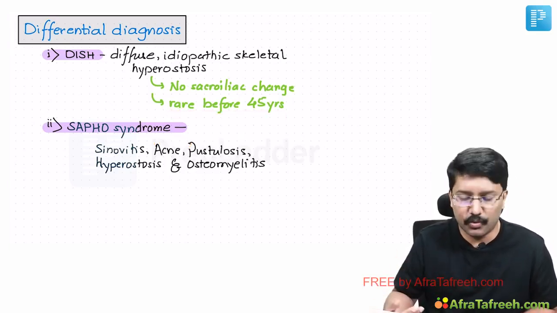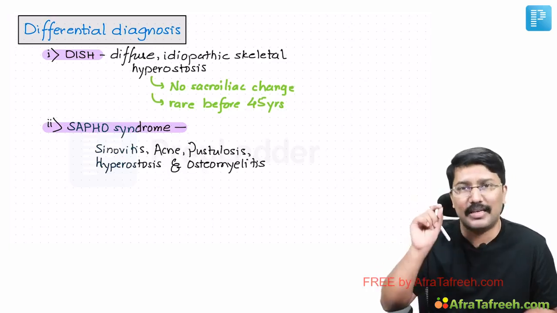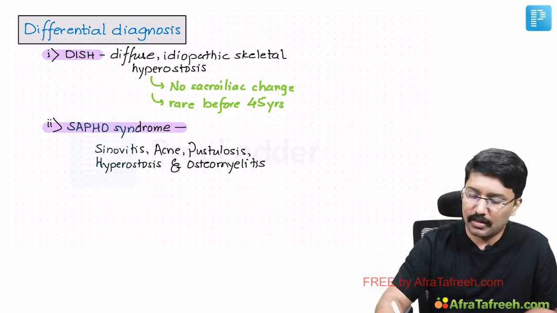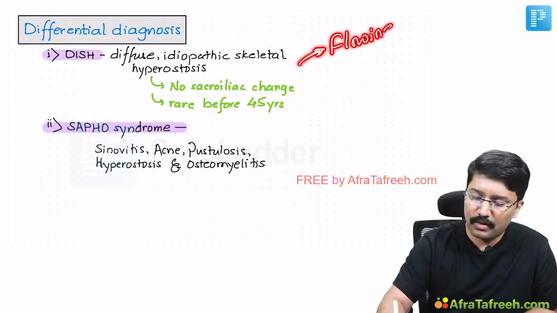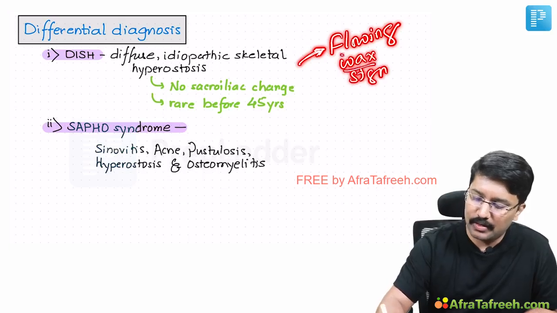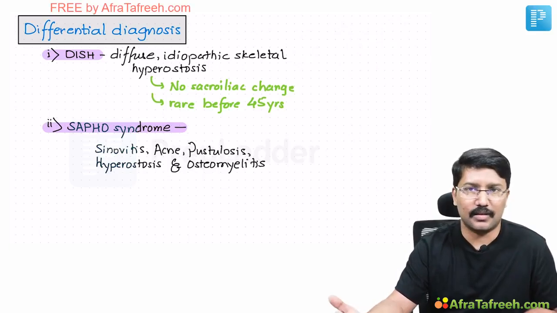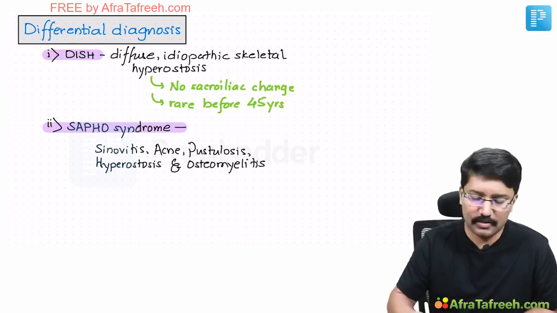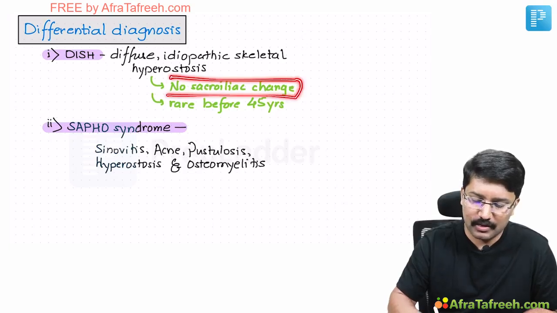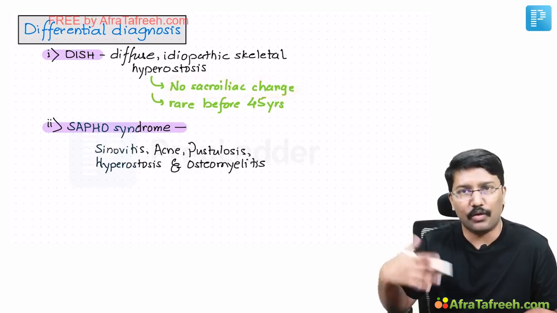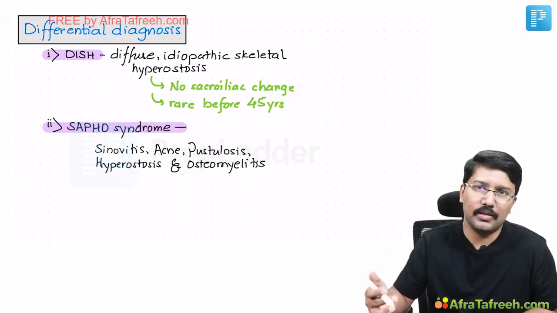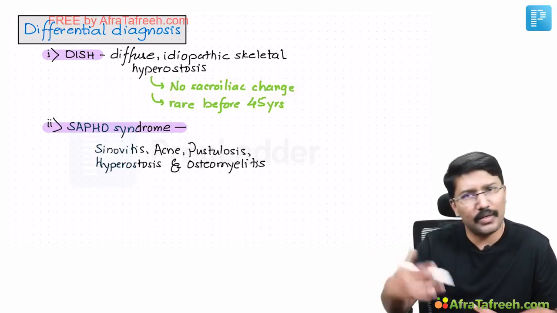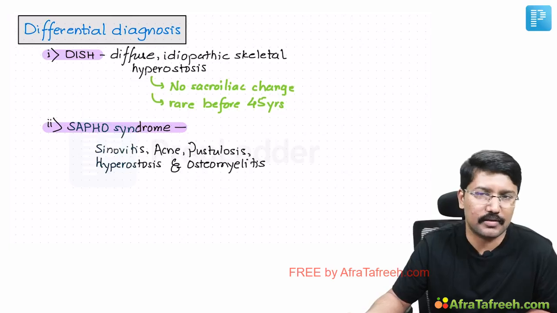Another thing, when you do imaging, you can notice that there may be longitudinal ligament calcification, which radiologically manifests with a radiological sign known as flowing wax sign, right? Flowing wax sign or flowing candle wax sign. That is a radiological sign which is associated with DISH. But you can clearly notice that there is no involvement of sacroiliac joint, right? So non-involvement of sacroiliac joint goes in favor of DISH. If it is involved, yes, we would be thinking of ankylosing spondylitis, right?